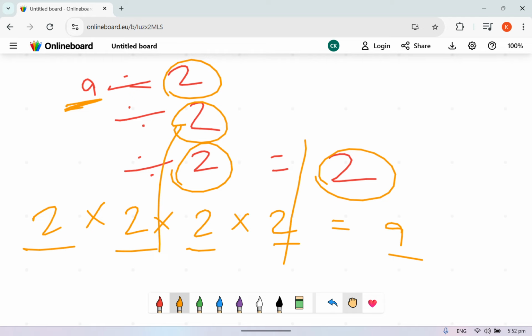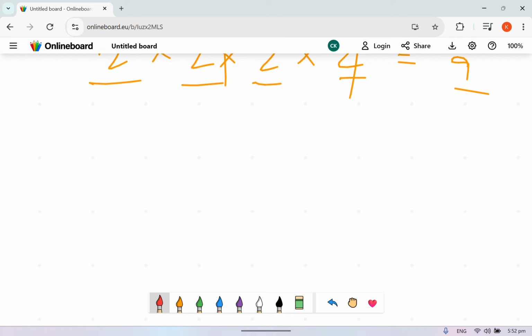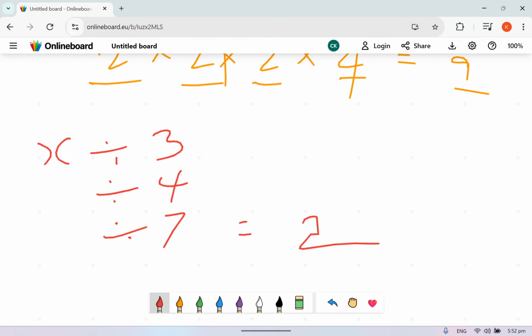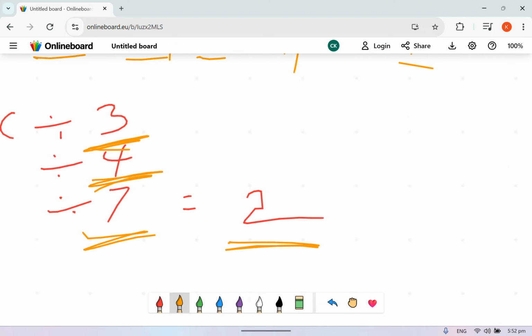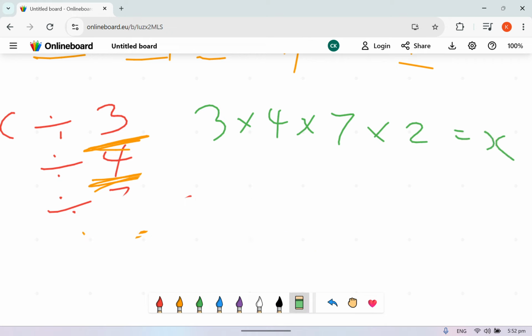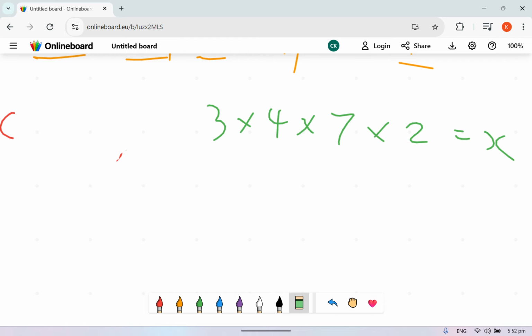Same logic for any other ones. If I have x, and I divide by, let's say, 3, then after that I divide by 4, then I divide by 7, and I get 2, then we can say that x equals 3 times 4 times 7 times 2. So that means we can confidently say this. Same logic for the prime factorization ladder method.